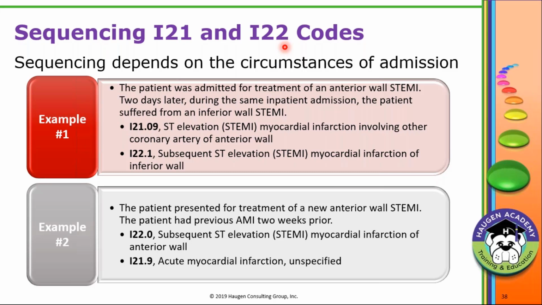If they came in on Tuesday and had an MI and they're still in-house and today is Thursday and they had another MI, then you code your I21 first and I22 second. So I21, 1 is the first MI the patient had. I22, 2 is the second one they had.